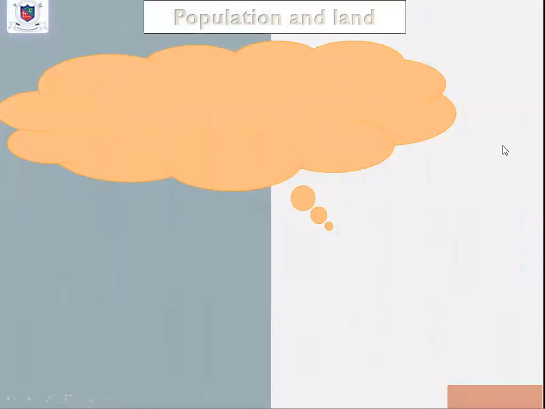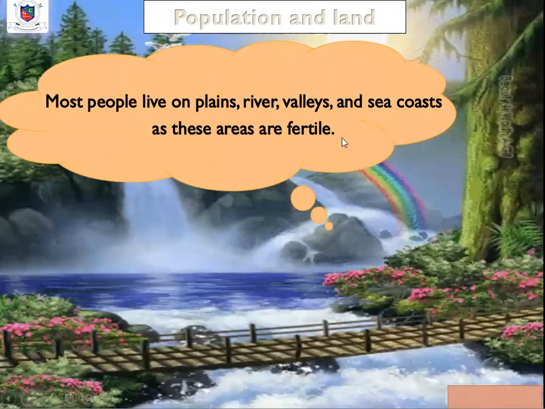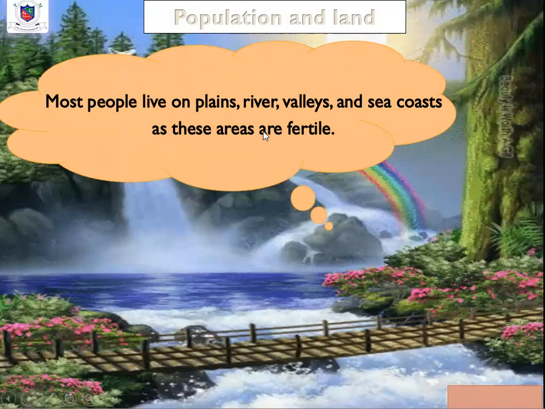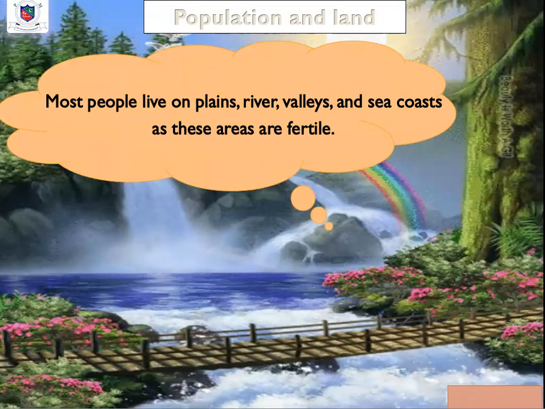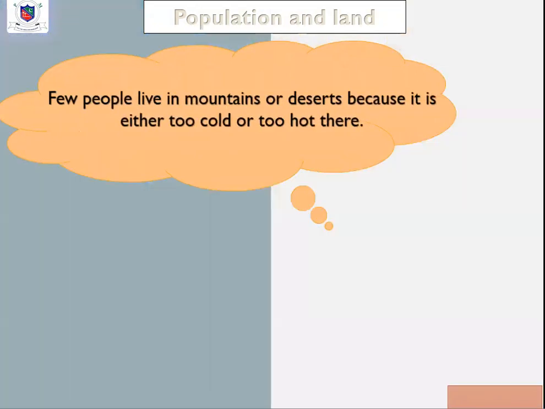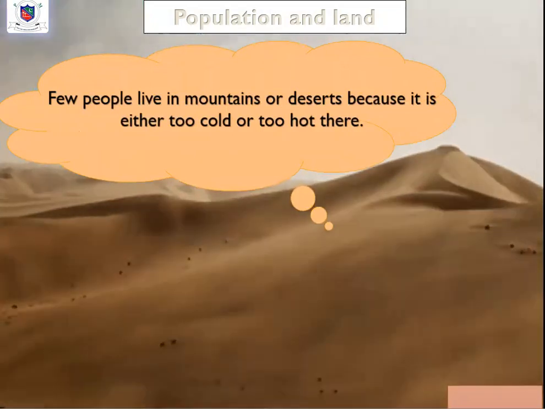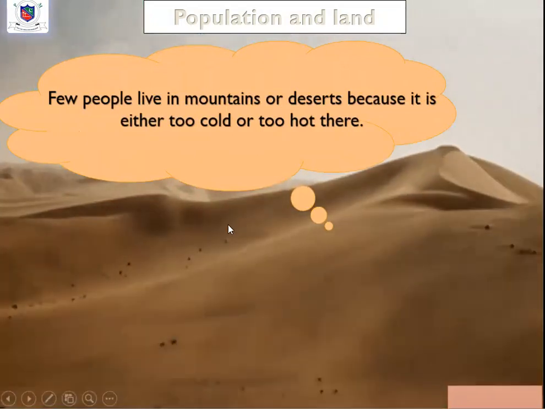Now we come to land and water on earth. As you know, students, most people live on plains, river valleys and sea coasts as these areas are fertile. Crops, vegetables and fruit trees can be grown there. But few people live in mountains and deserts, because it is either too cold or too hot there, and not much grows there.